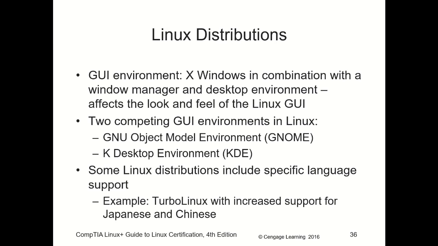So the X windows, in combination with the window manager and desktop environment, affects the look and feel of the Linux GUI. It is called the X windows. Two components of the GUI environment in Linux: one is GNOME and another is KDE, the K Desktop Environment, and the GNU Object Model Environment. Some Linux distributions include specific language support, for example, Turbo Linux with increased support for Japanese and Chinese.